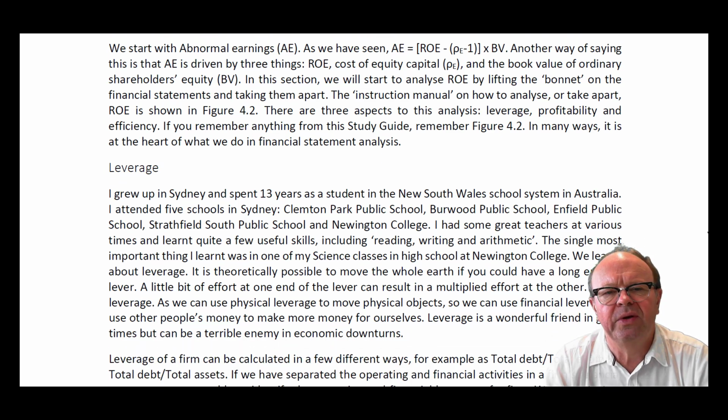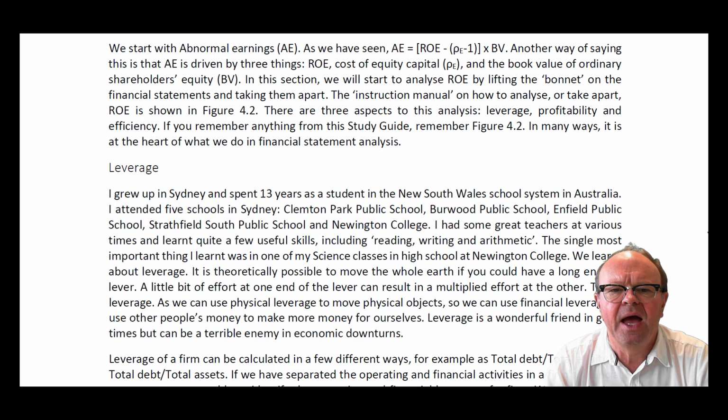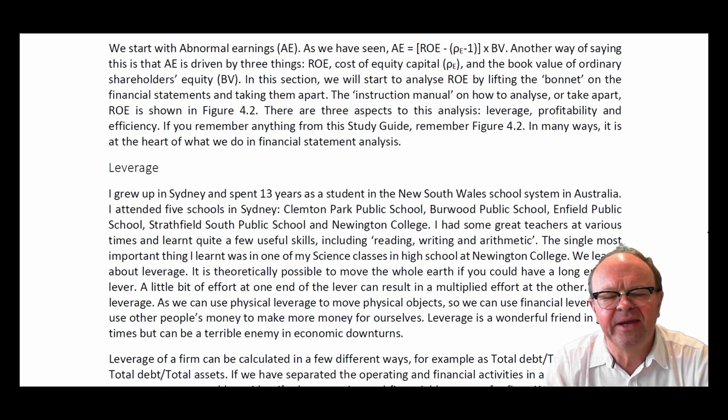We start with abnormal earnings, AE. As we have seen, AE equals (ROE minus the cost of equity, ROE minus 1) times BV, book value. Another way of saying this is that abnormal earnings is driven by three things: ROE, return on equity, cost of equity capital, and the book value of ordinary shareholders' equity, BV. In this section, we'll start to analyse ROE by lifting the bonnet on the financial statements and taking them apart.